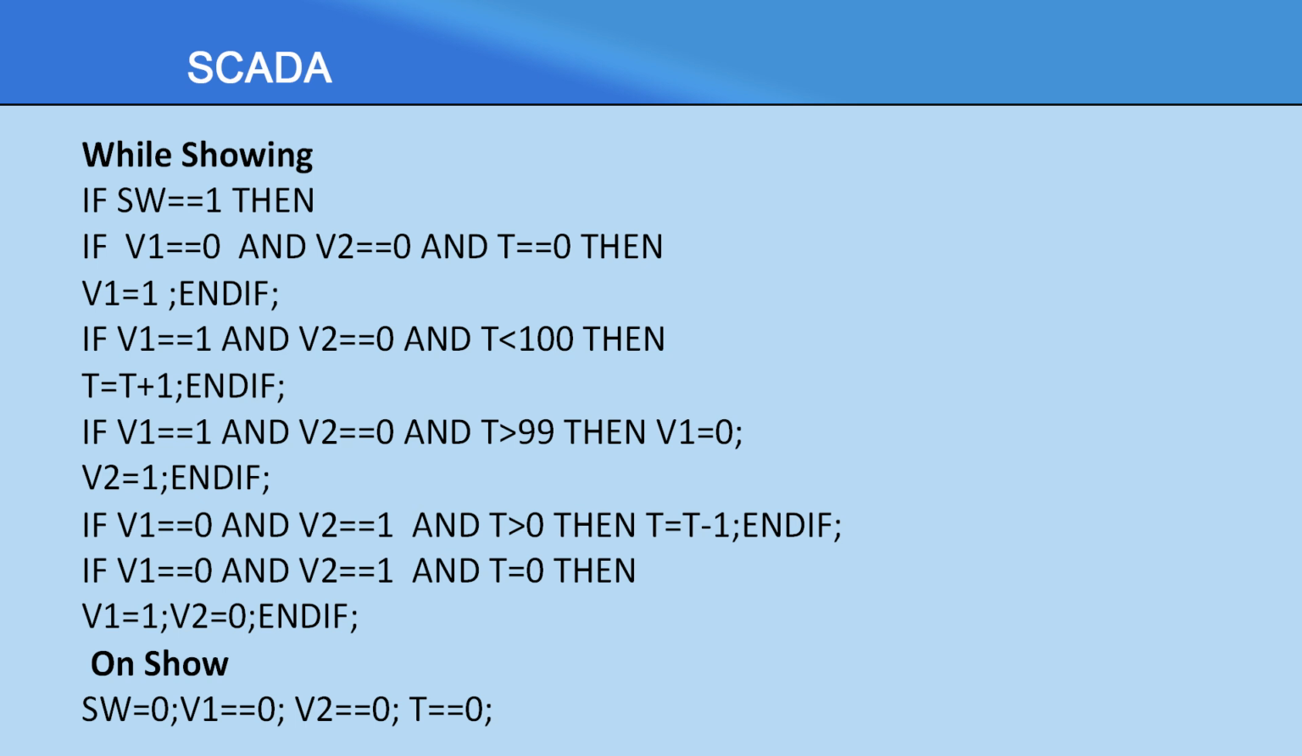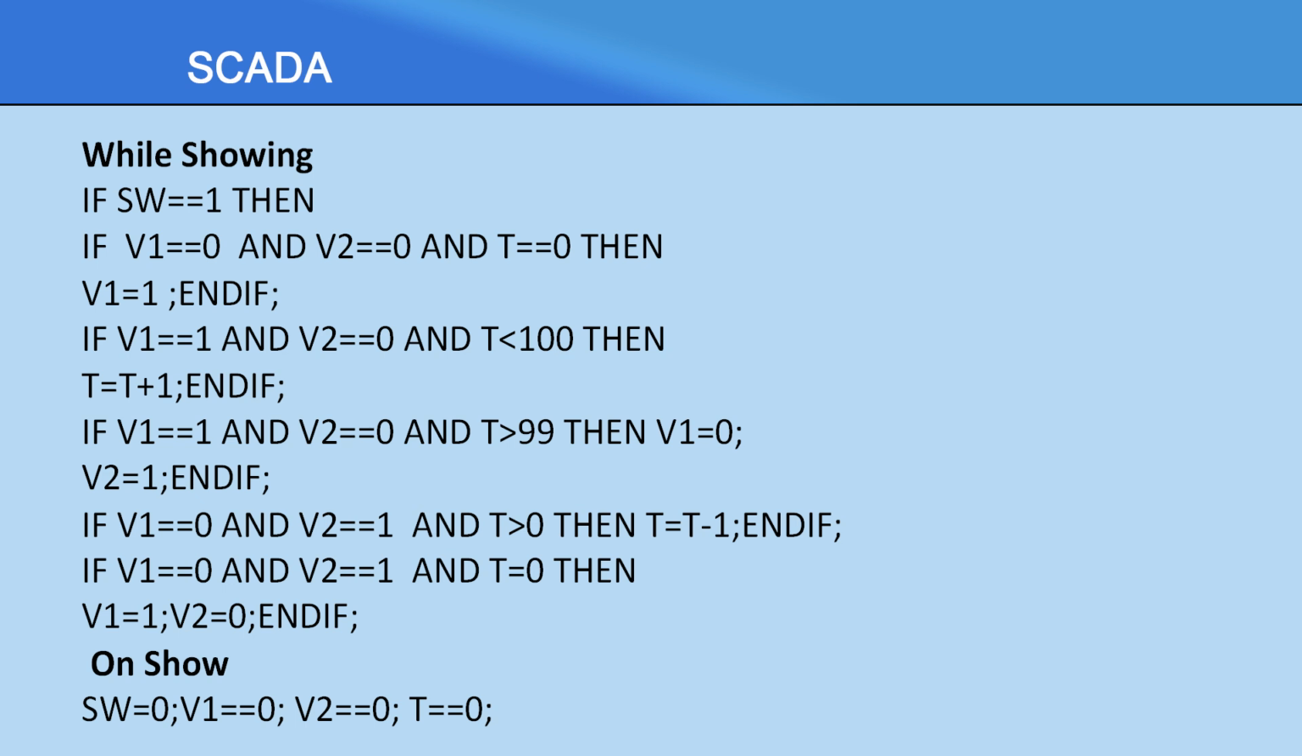Okay. Next, if V1 equal to 0, V2 equal to 1 and T is greater than 0, then T equal to T minus 1. Means when the outlet valve V2 is on and the inlet valve V1 is off and T is greater than 0, we want to reduce the level and make our tank empty. So, we will make T equal to T minus 1.